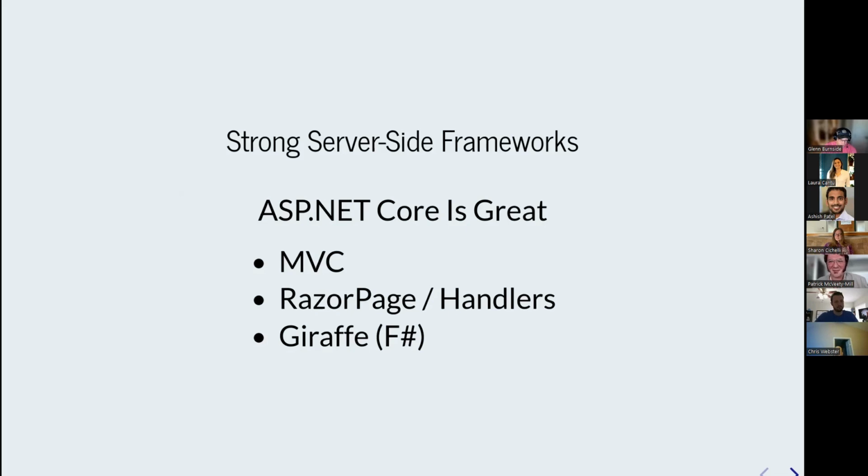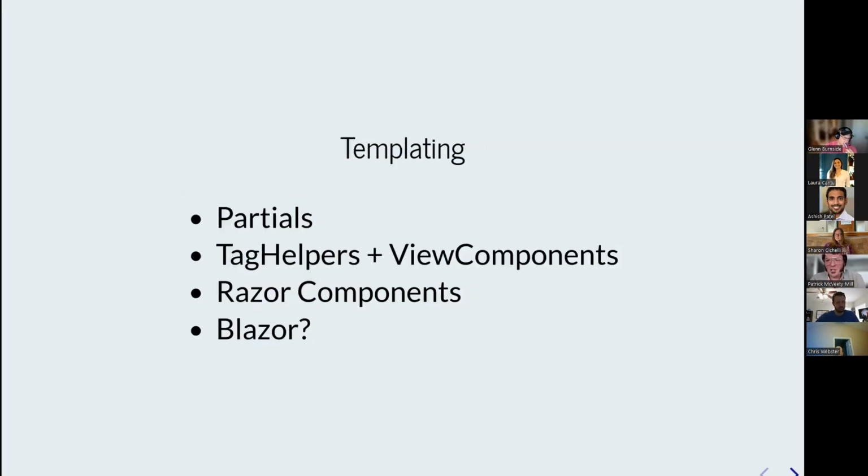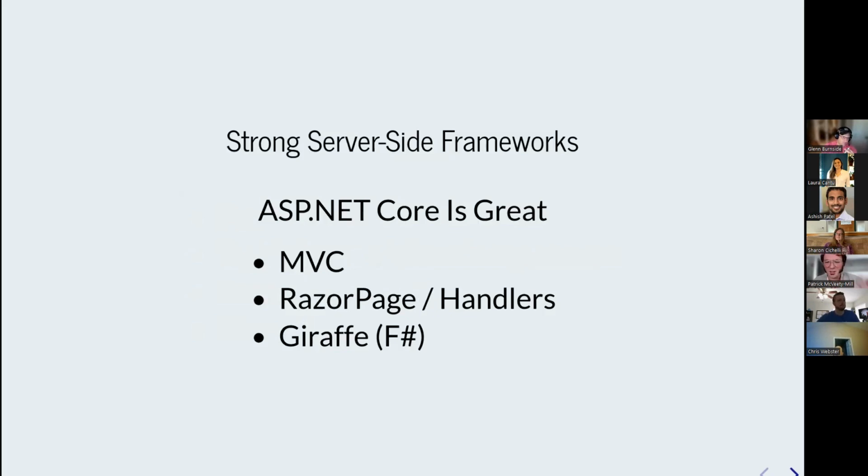Minimal APIs have to be JSON. I don't know if Carter does this. Carter, I think, can return strings, but I don't know if you get the templating there. You need good templating. You need partials and tag. Oh, here's your question, Glenn.